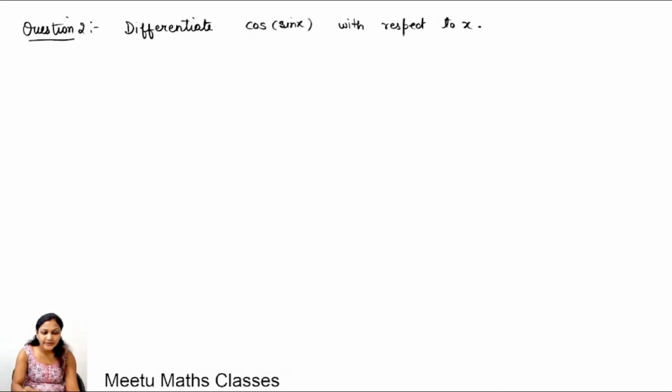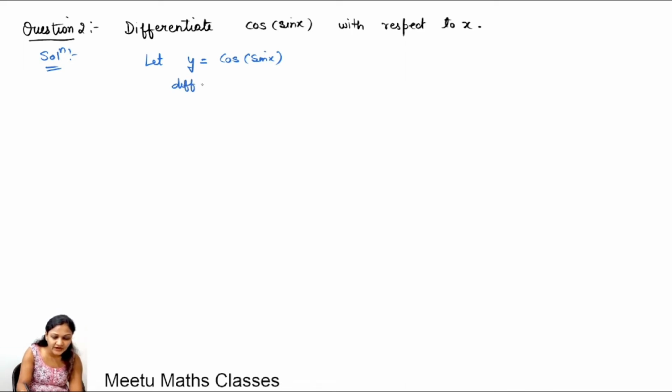Our question number 2 is differentiate cos of sine x with respect to x. Now to differentiate this function, let y is equals to cos of sine x. Now we are supposed to differentiate this y with respect to x. So differentiating with respect to x, we get dy by dx is equals to, we know the derivative of cos x. So we can treat sine x as x, and the derivative of cos x is minus sine x.